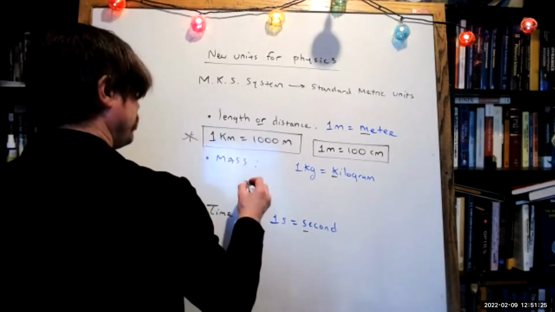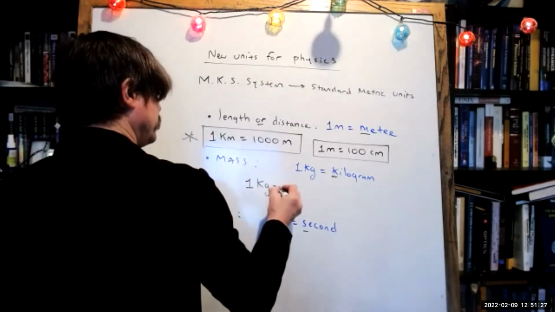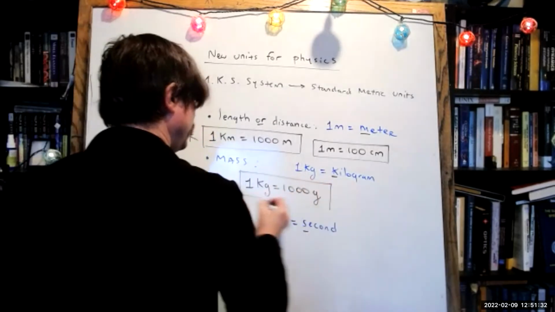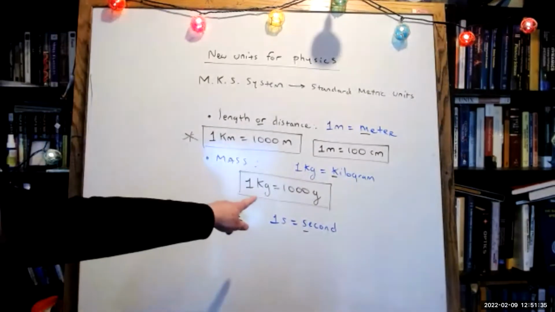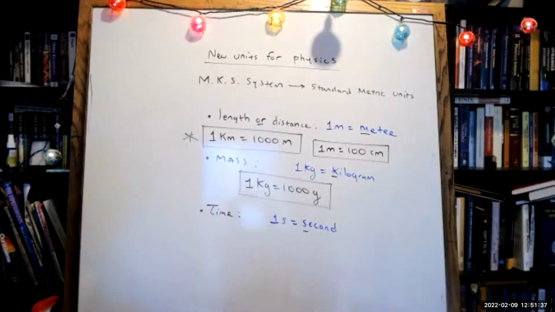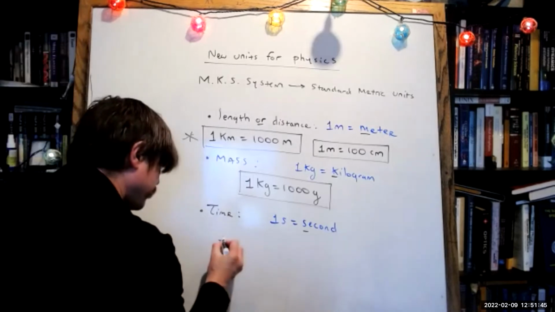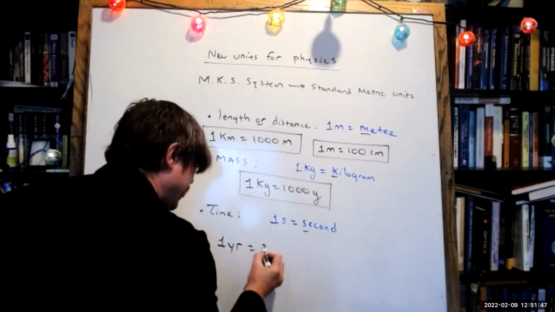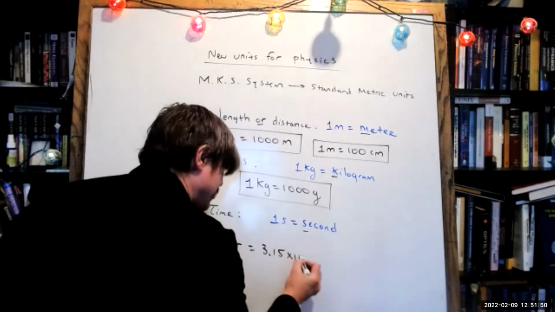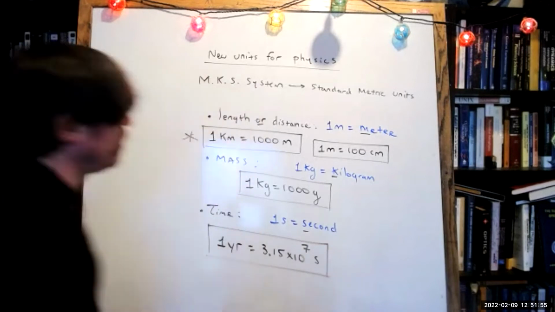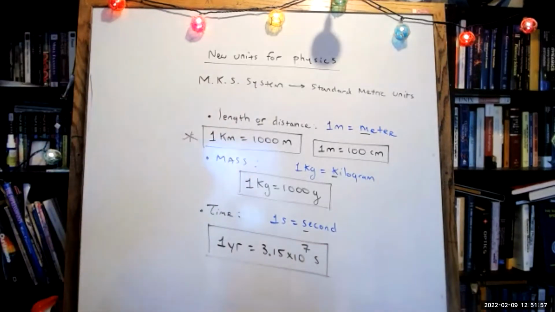For the kilogram, every now and then it'll be useful to know that a kilogram is 1,000 grams. These are all metric units, but we're showing you how to convert back to MKS. And then for seconds, I find it very helpful to be able to write down the number of seconds in 1 year. 1 year is equal to 3.15 times 10 to the 7 seconds. These are conversions that I've learned over time are really useful to have in your back pocket for this class.